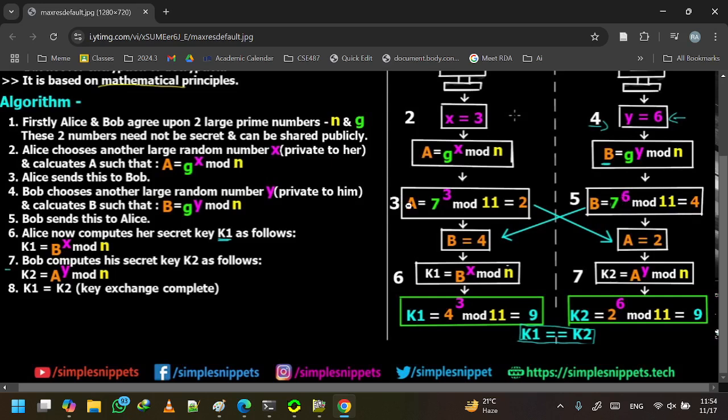Now these two numbers are called a and b, A for Alice and B for Bob. Now these two numbers are exchanged. Whenever a number is exchanged, we have to assume that Eve knows the values a and b, these two numbers that are exchanged.